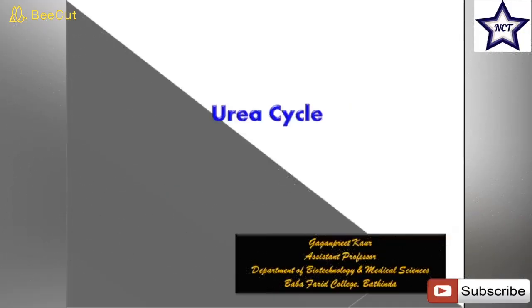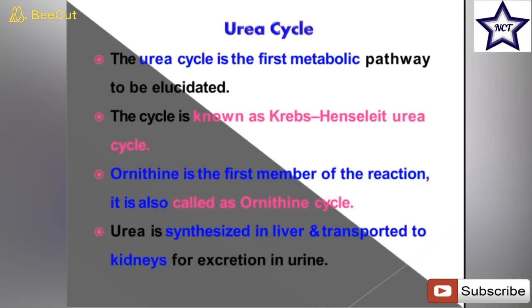So today we are going to study the urea cycle. It is also known as the Ornithine cycle and the Krebs-Henseleit urea cycle. Ornithine was the first member of this reaction, due to which it is known as the Ornithine cycle.